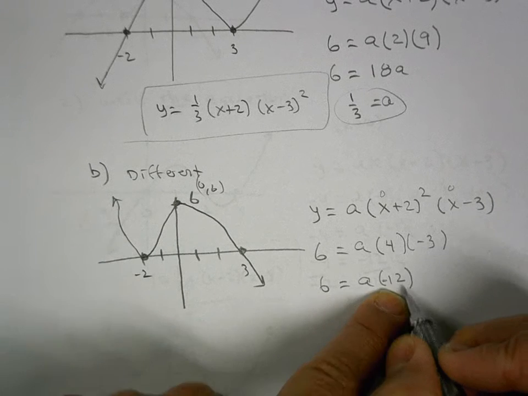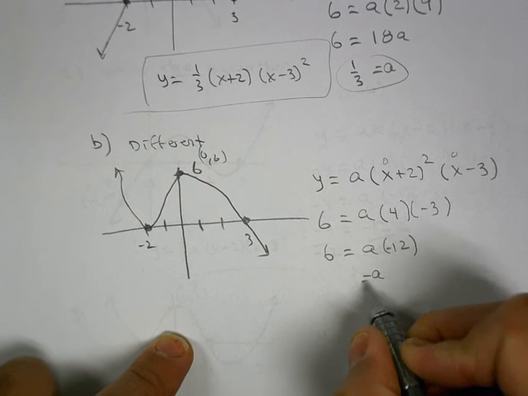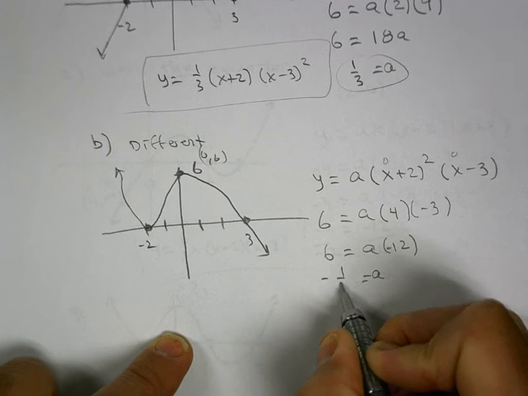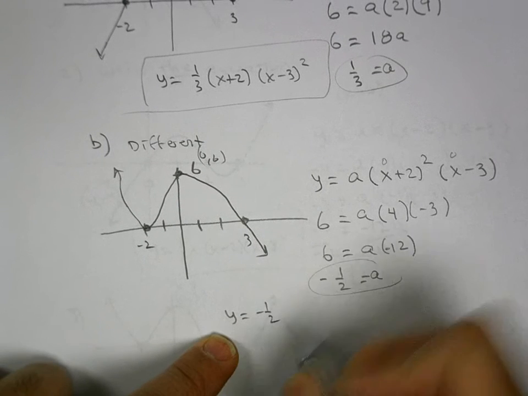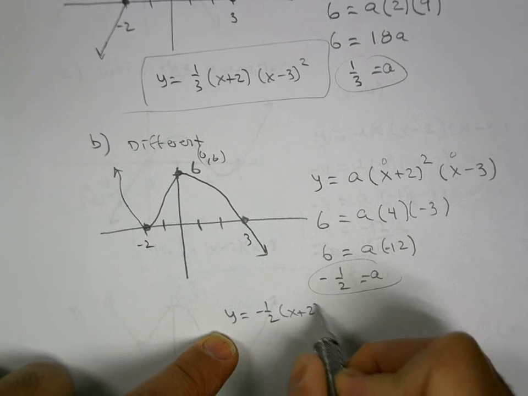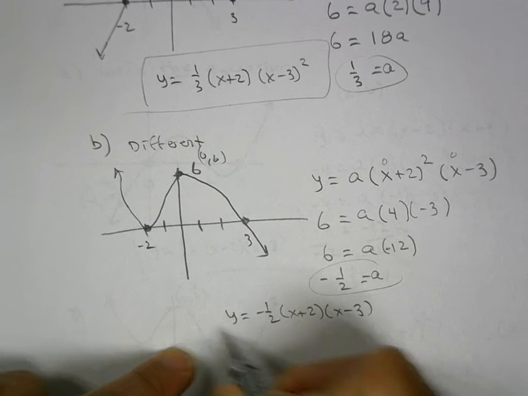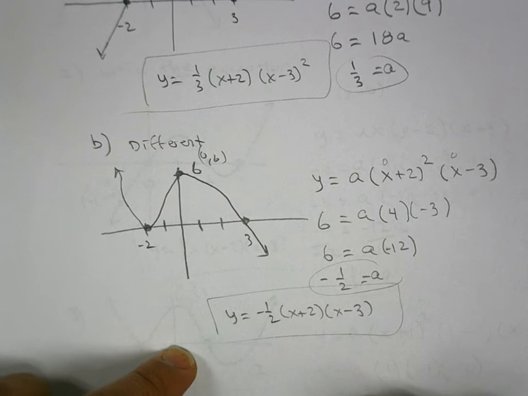Divide by -12. So a is equal to -1/2. Okay, so y is equal to -1/2. That's my a. X plus 2, X minus 3. And there's a second one. Is there a third way to do this? I don't think so.